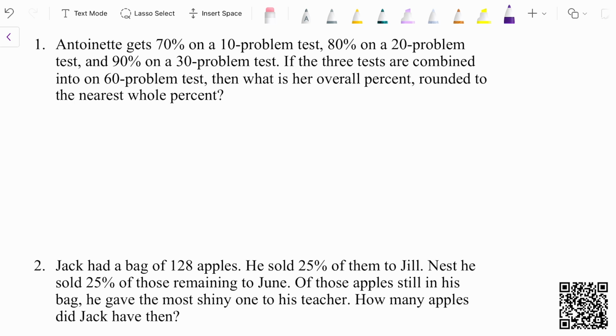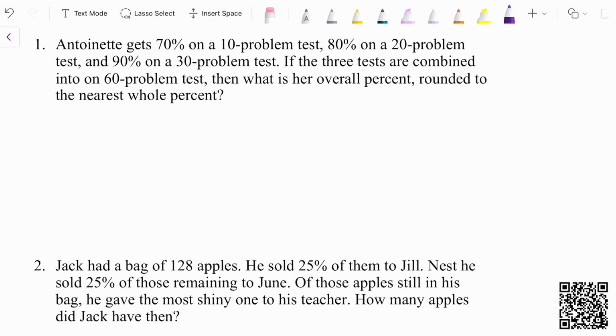So when it says the nearest whole percent, you can start getting a little bit of suspicion that it's probably not going to be a rational number. So yeah, we're going to just solve it now.